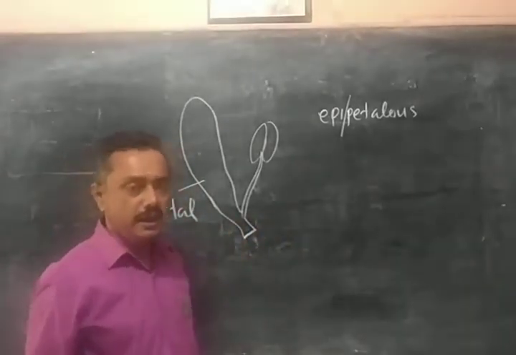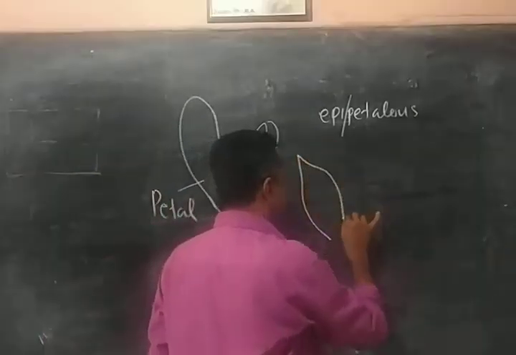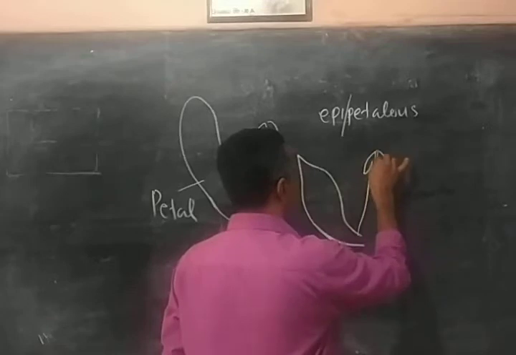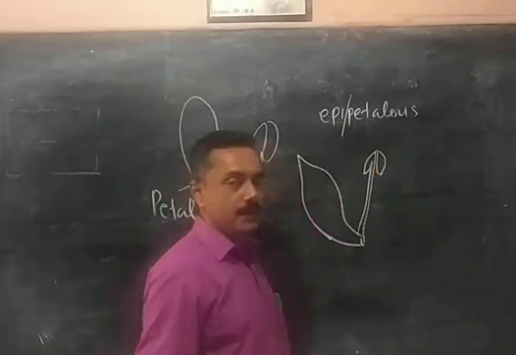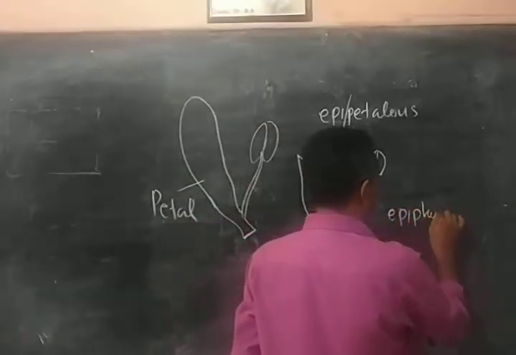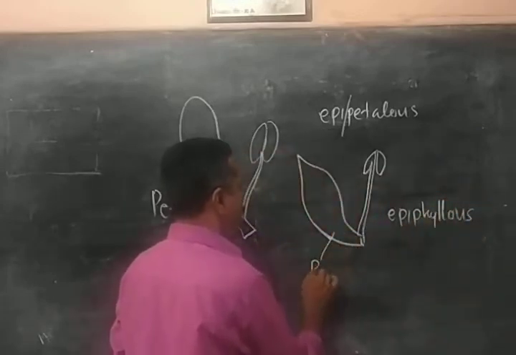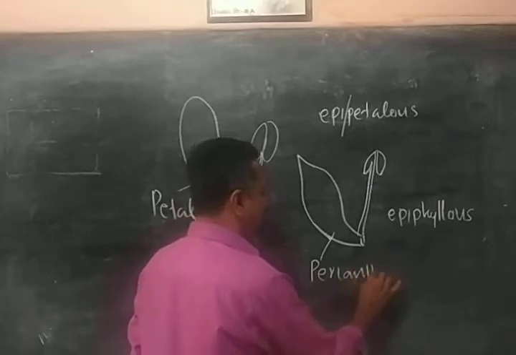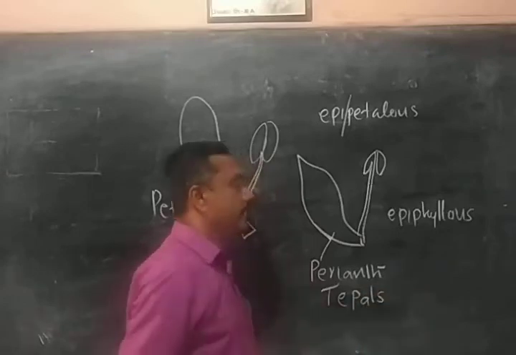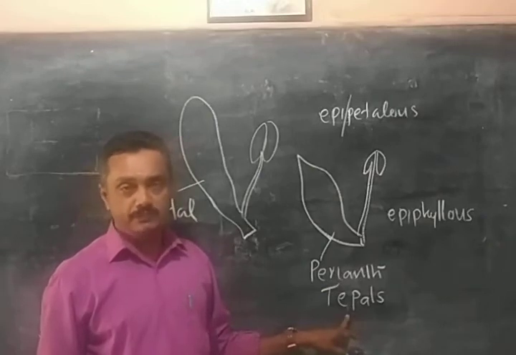And similarly, if the stamens are attached above the perianth lobes, it is called the epiphyllous condition. Epiphyllous means the stamens are attached above the perianth lobes or tepals. Do you know what we mean by perianth lobes or tepals? A new term for you.